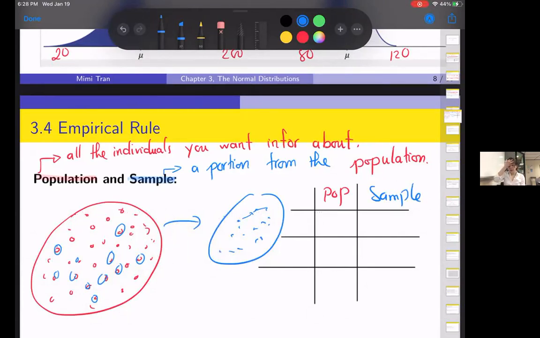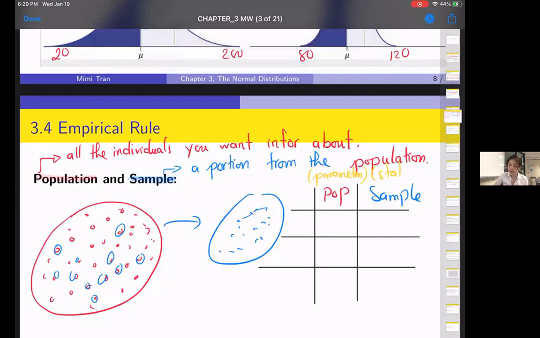Now, all the numerical calculations in a population are denoted in Greek letters, and we call them parameters. Those are parameters of the population. All the numerical calculations in a sample are called statistics. Maybe that's where the word statistics comes from. That's what statistics people do: they take a sample, and based on that, they predict.